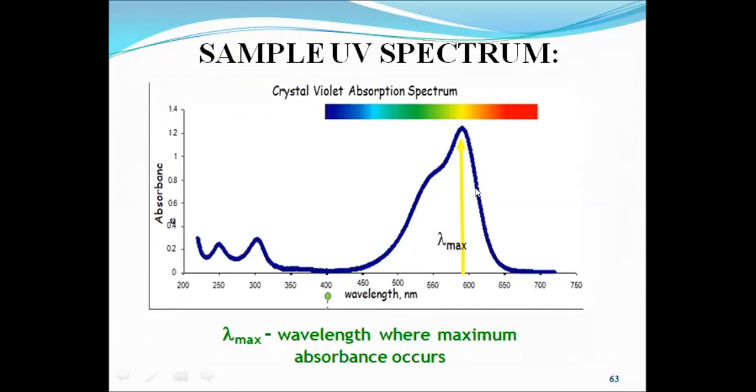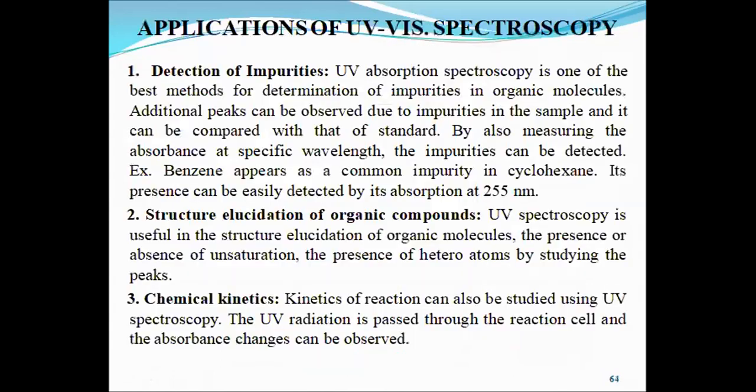So why are we having the broad peak? I hope you understand now, because the transition is taking place from one electronic level to another, but in between we have got vibrational and rotational levels also. So this is how a sample UV spectrum looks like. Now let's see a few important applications of UV visible spectroscopy.